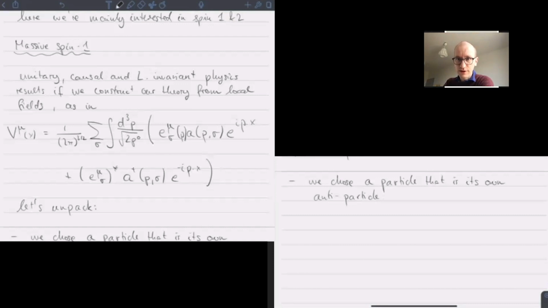And the easiest way of doing it is by writing it as an integral over local fields that are written, as I'm doing it here, in terms of these annihilation and creation operators and these plane wave bases, as well as the polarization vectors, which transform in ways that we derive now under Lorentz.